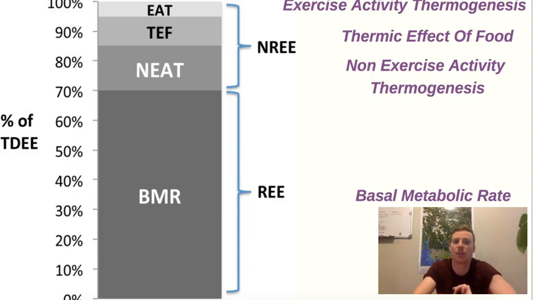The chart on the left looks at your percentage of total daily energy expenditure. Everything comes down to a calorie balance. We consume a certain amount of calories and we expend a certain amount of calories. If we consume more than we expend, we will gain weight. If we burn more than we consume, we'll lose weight. But again, that can get a little bit more detailed, which I'll go through.